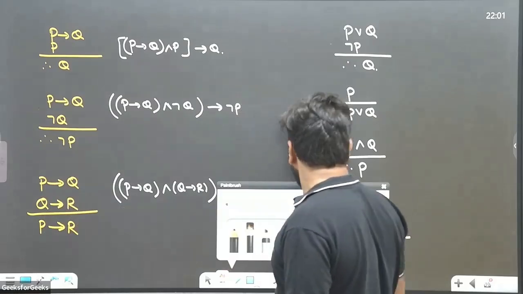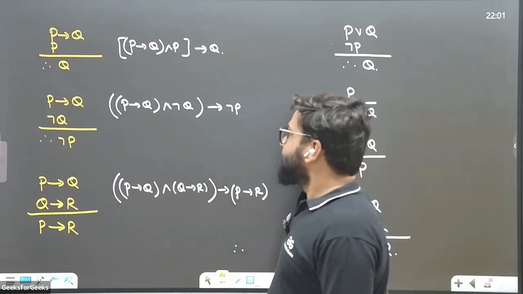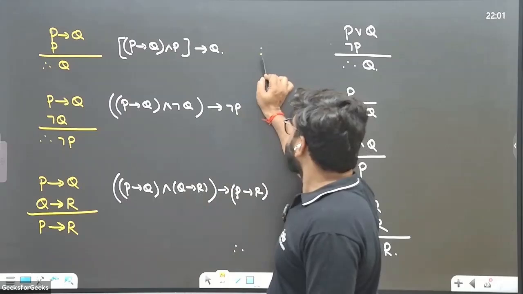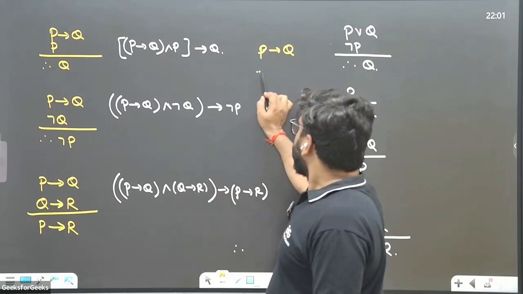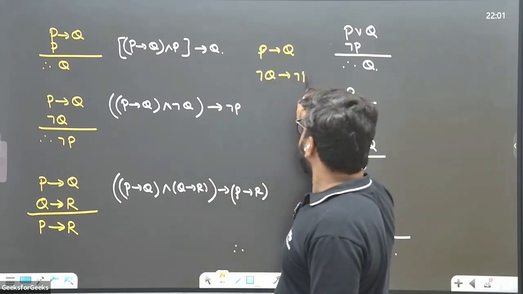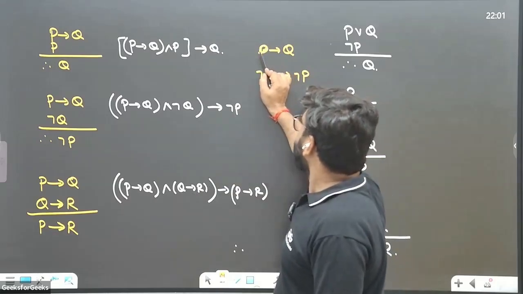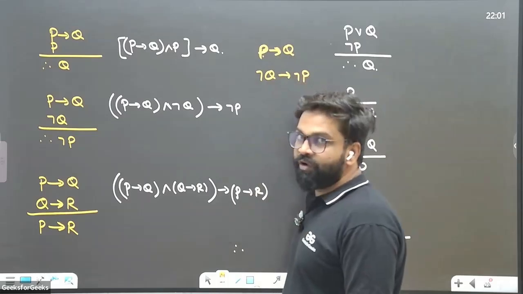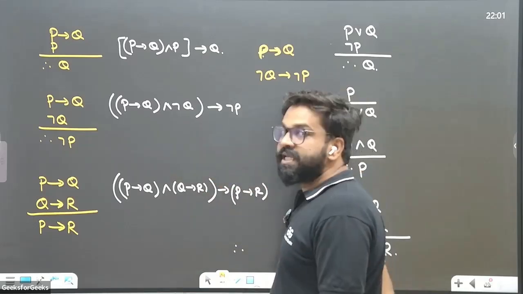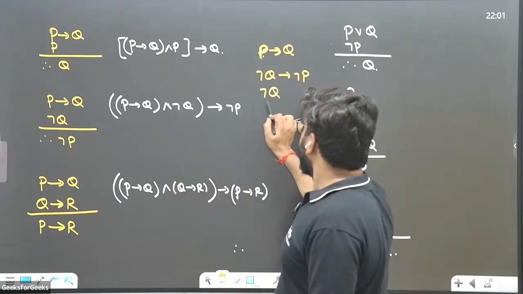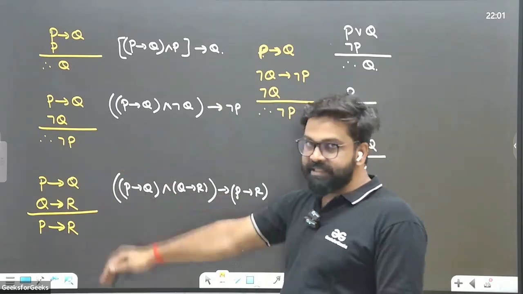Let's try to understand. I don't think you need an explanation with respect to the first one. Let's try to understand the second one. I'll try to explain like this. P implies Q. What is the contrapositive of P implies Q? Negation of Q implies negation of P. This is the contrapositive of the first one. And what is the second premise? The second premise is negation of Q, and therefore you will get negation of P. So basically that is the same thing.